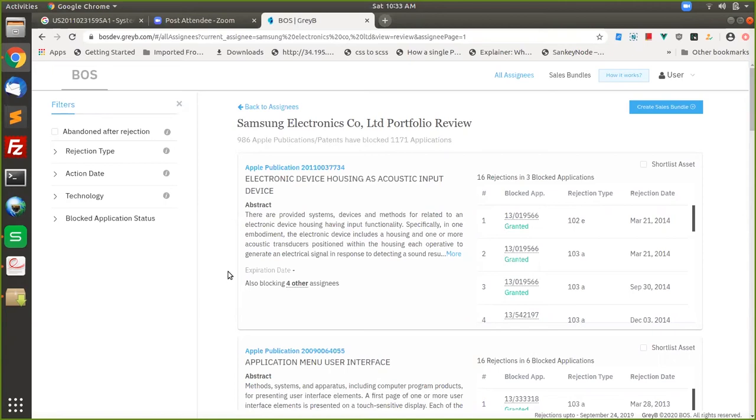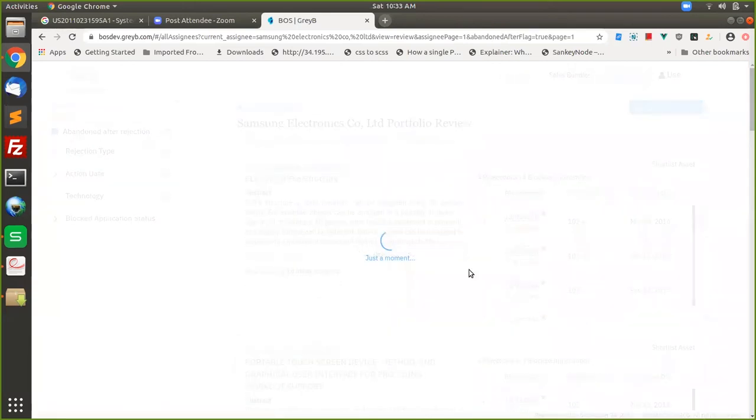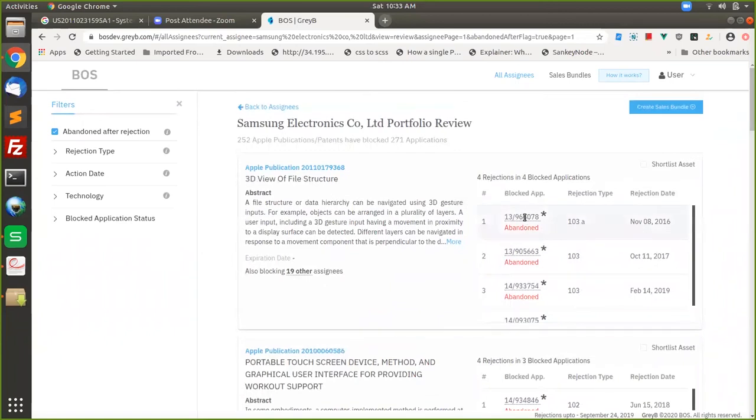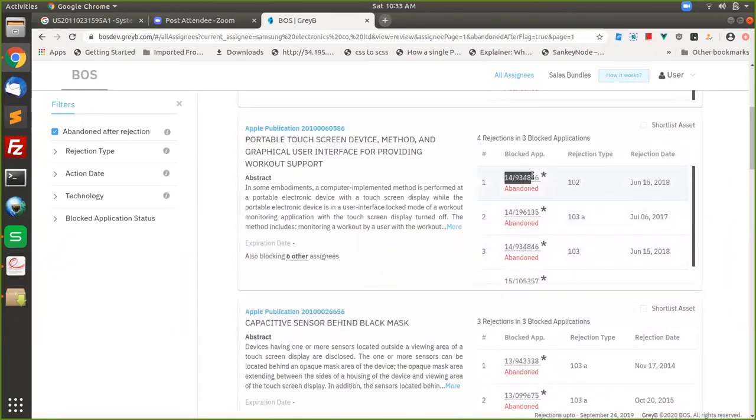Yes, absolutely. And many times the assignees try so hard to overcome the rejection, but eventually they have to abandon it. Let's see if we get any case like this here. Yeah, we have a lot of these. As we can see, all these applications were abandoned, maybe because of Apple's publications, because at some point Apple's patent was cited in the prosecution of Samsung's application, and in response to that rejection, Samsung had to abandon the application. So maybe this can be a potential reason for the abandonment.